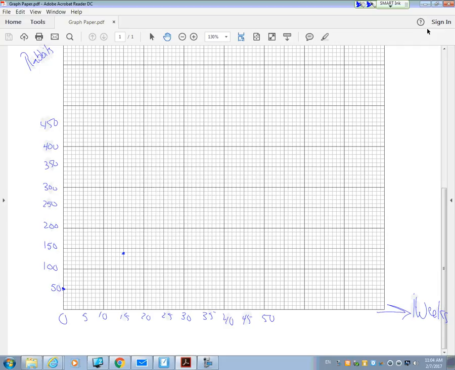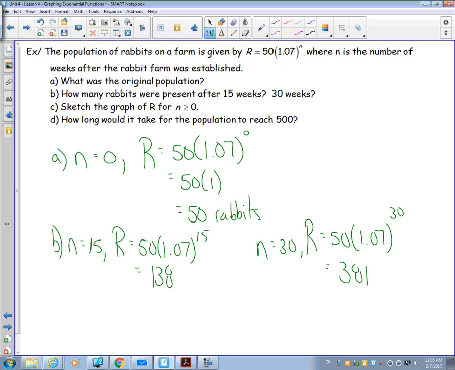The lines are going by tens, right? So 138 would be slightly below 140. And at 30 weeks, we're up to 381. So 360, 370, 381, right about there. And that's probably enough information to be able to make my curve. I know it's going to do this. There's my graph.